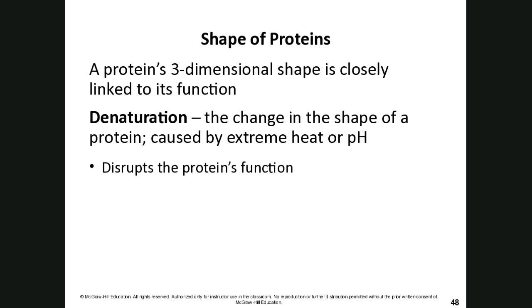If something like the pH or the temperature is not quite right, it will cause a protein to lose its shape. And if it loses its shape, it loses its function. The process of a protein losing its form and thus losing its function is what we call denaturation. And that just means that the protein's ability to do what it needs to do has now been disrupted because it has unfolded from its three-dimensional shape.